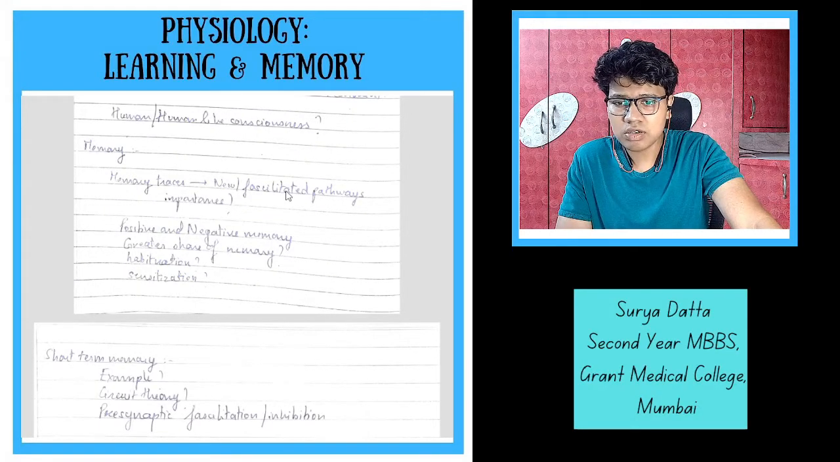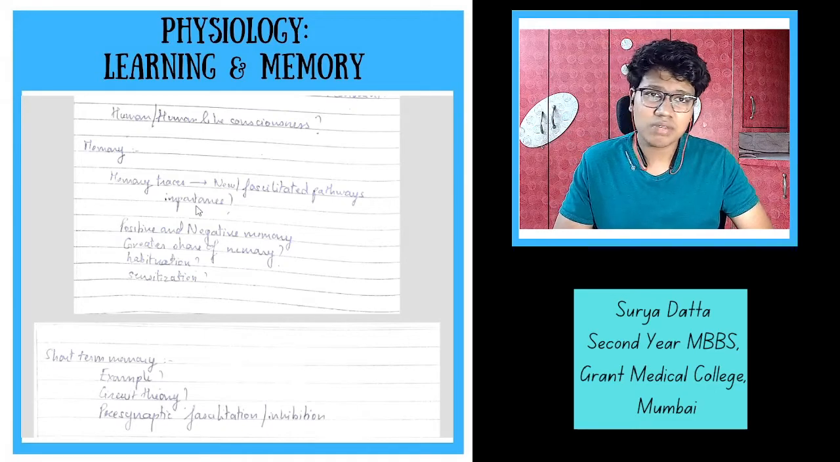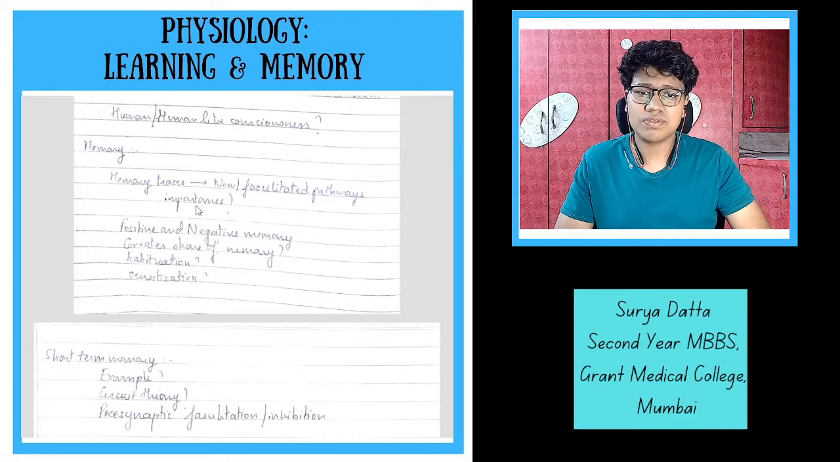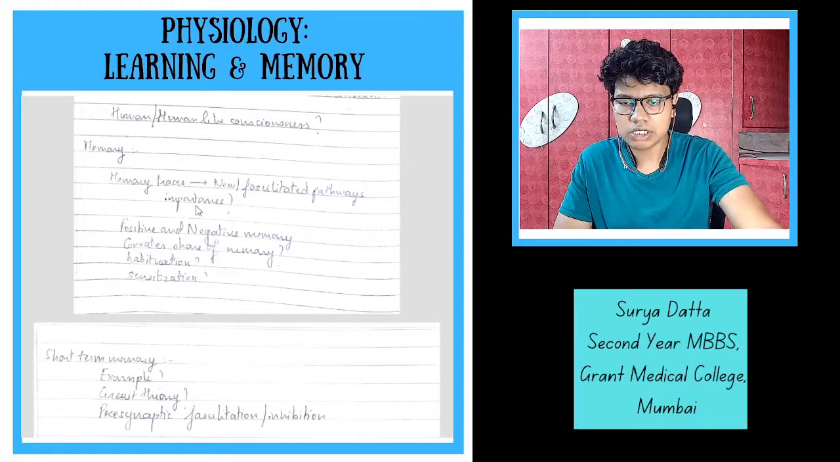Anyway, let's look at memory. We're basically going to look at several different types of memory. We're going to look at positive and negative memory, and after that, we're going to look at the short term, intermediate, and long term, and what changes happen.